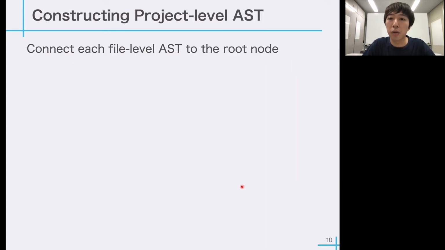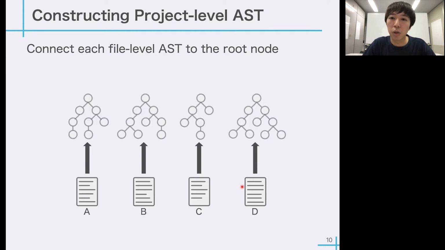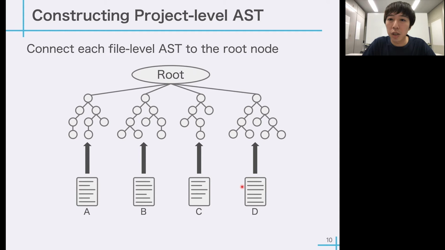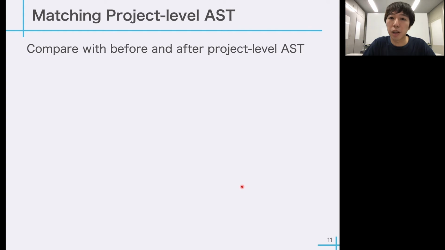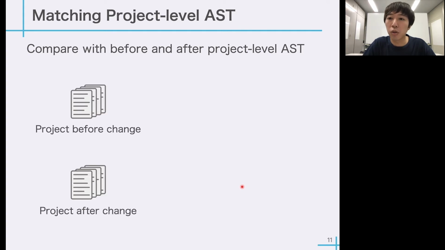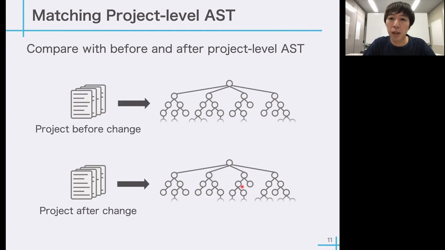I'll show you how we construct a project-level AST from several files. From files A, B, C, D, we generate an AST from each file. Next, we create a root node that has each AST as its children. The project root node gathers each file-level AST together. By using this technique, we construct two project-level ASTs from before and after the change, and calculate differencing.